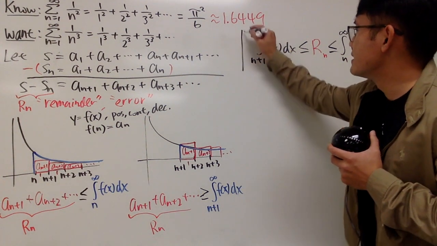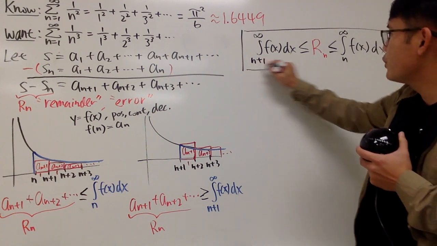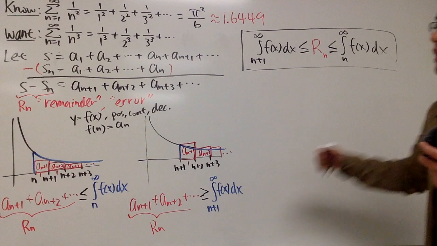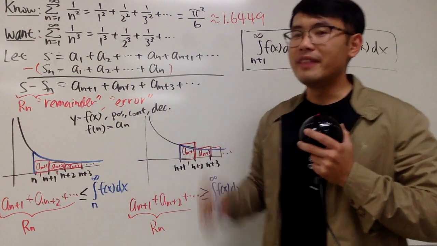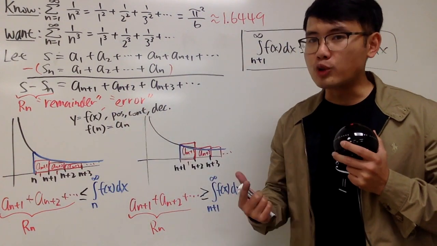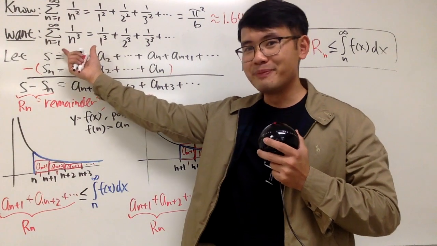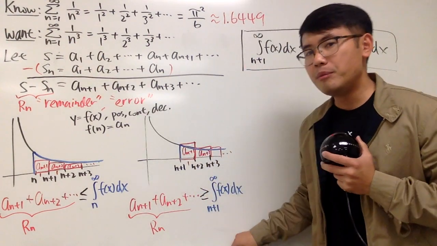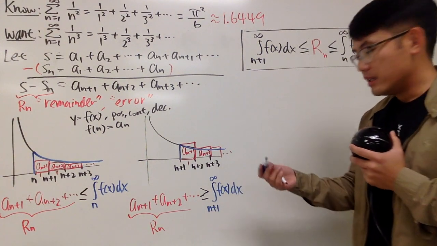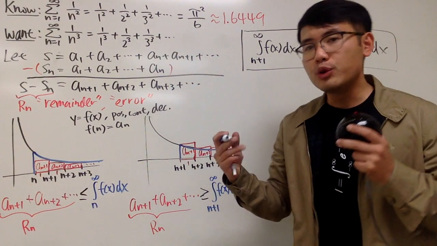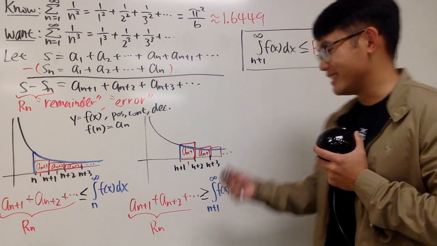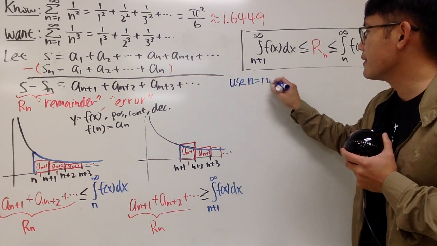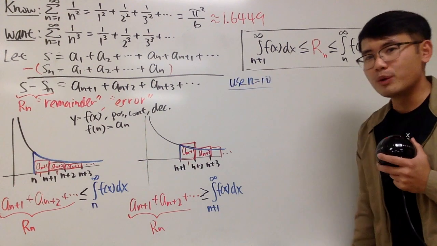So this is the bound. Here you have a lower bound, and here you have the upper bound of the remainder, or the error that we can possibly make when we use partial sums to estimate an infinite series. So now, let me actually work out an example for you guys. Right here, let me just say I want to use the first 10 partial sums for this. So let's say use n is equal to 10. Right? And of course, you can pick whatever n you want.